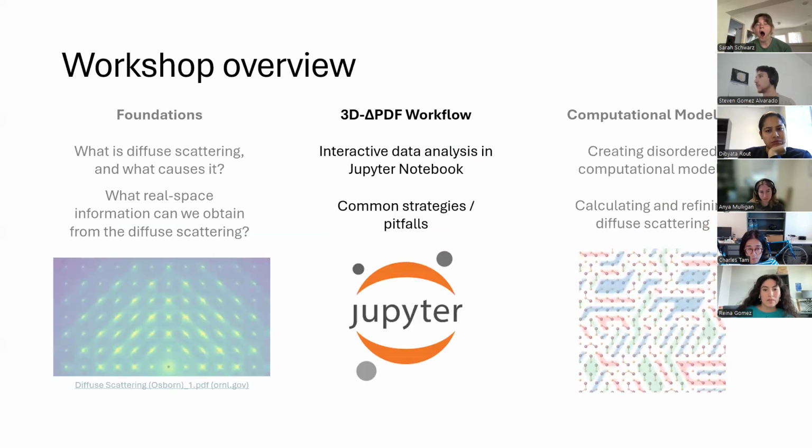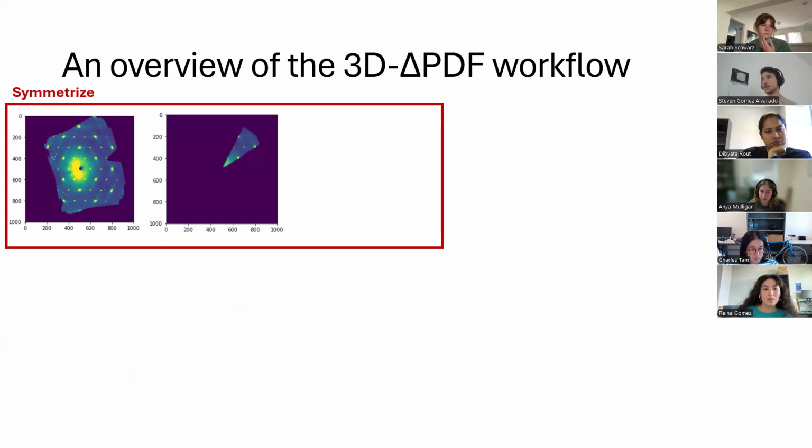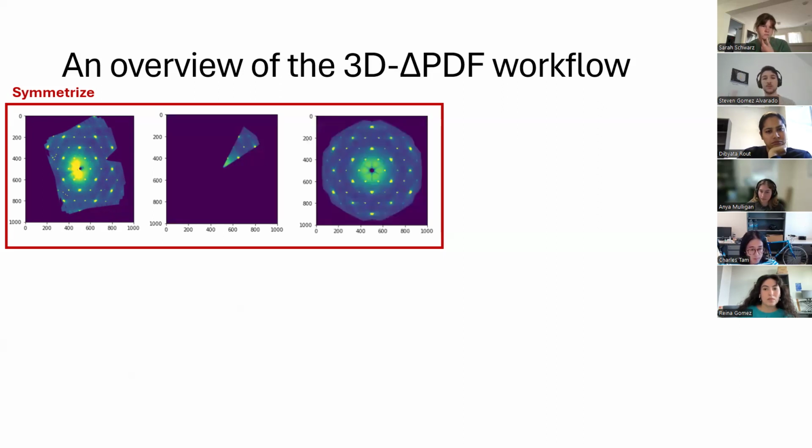All right. So just to give you an overview of how the 3D Delta PDF workflow is going to work. Typically when we get experimental data, it comes looking like this, right? There's a finite detector size and a lot of artifacts and things like that. So one thing that we do first is to maximize the range of reciprocal space that we can access. We take a slice of the data and we basically reconstruct the rest of reciprocal space using the symmetry operations that are inherent to that space group or point group.